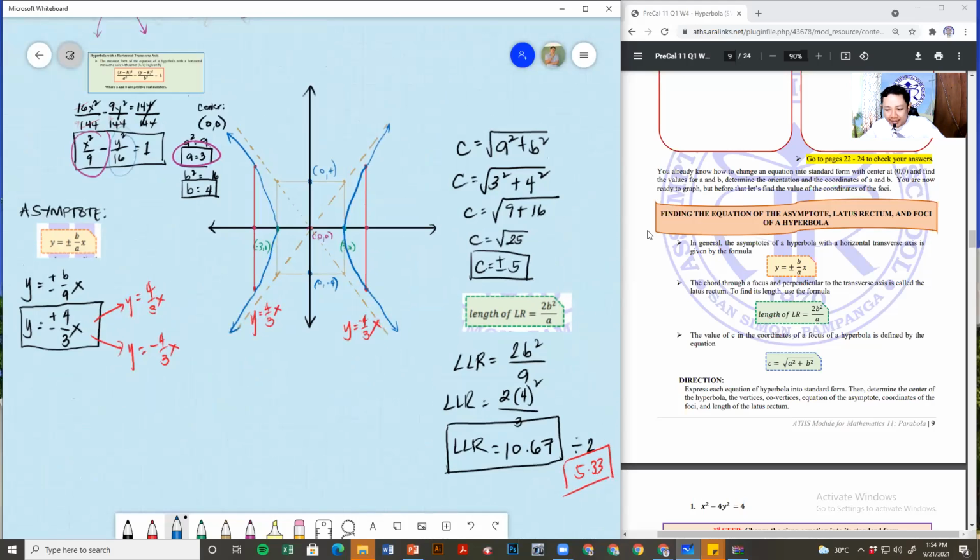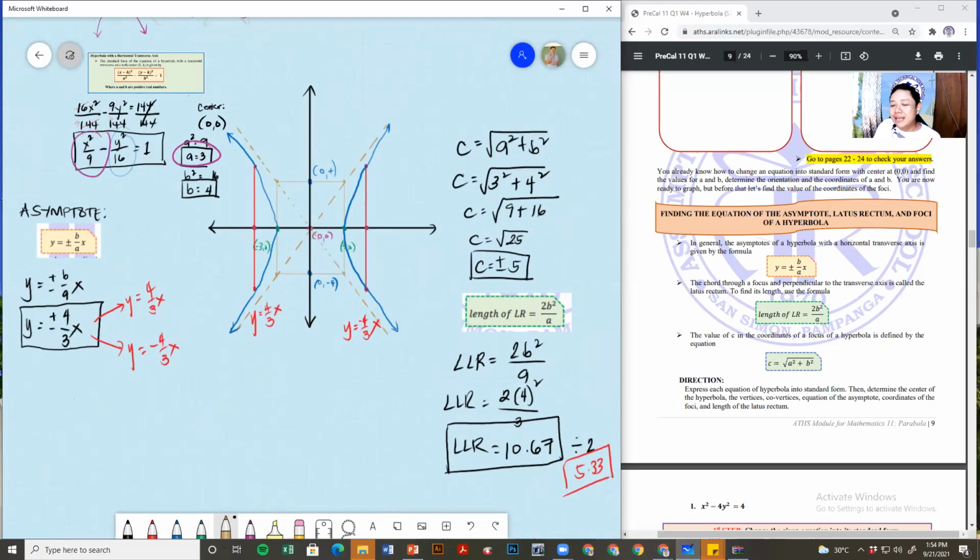hyperbola. By the way, don't forget that the length of this latus rectum, this is 10.67 in length, which was done by dividing it by 2. And that's it. That's how we graph our hyperbola.